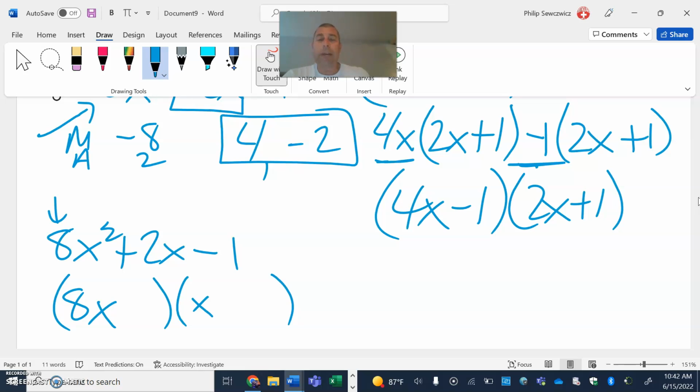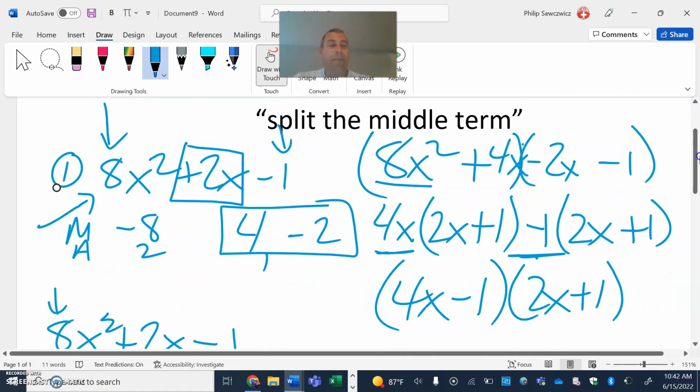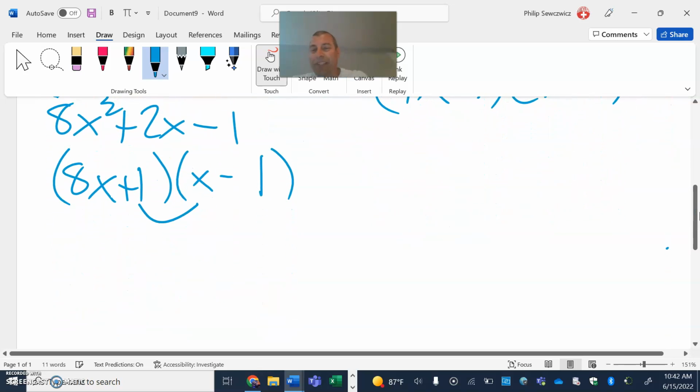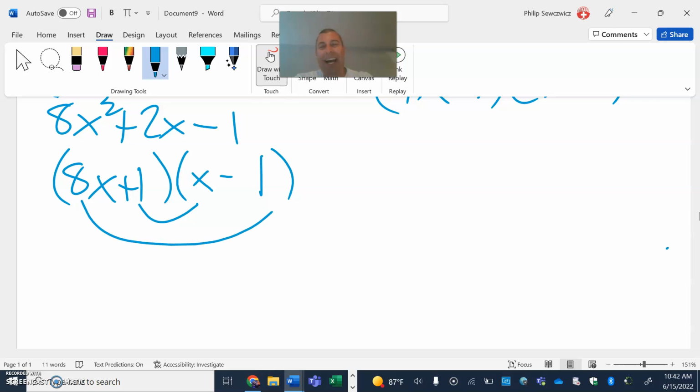And then I need numbers that multiply together to get to the 1, more specifically, the negative 1. The only numbers that multiply are going to be 1s, and one needs to be positive and one needs to be negative. And what I'm going to have to do here is start checking. So that's a 1x. That's a negative 8x. When I combine those together, I don't get the 2x. Okay, so maybe we can flip the numbers around. Well, they're both 1s, so flipping around is not going to happen here.